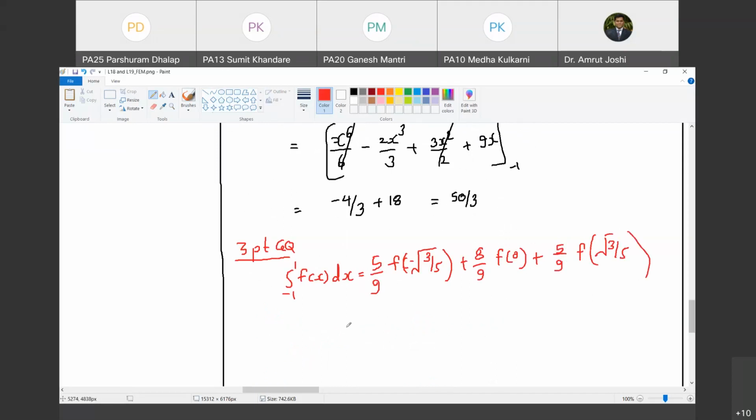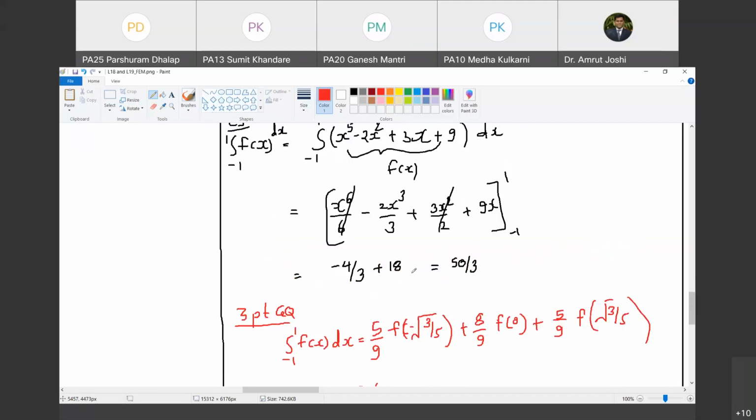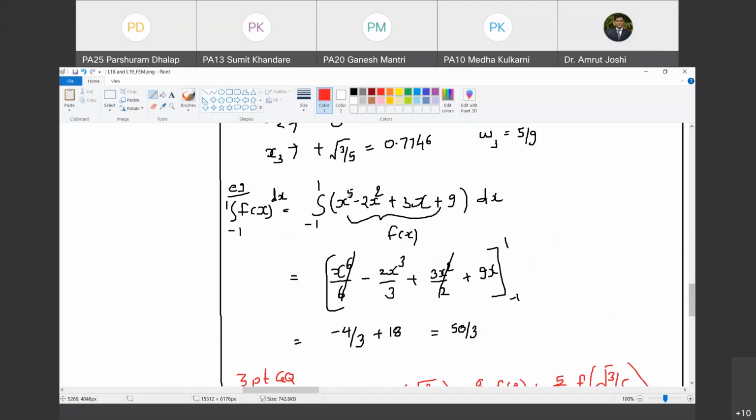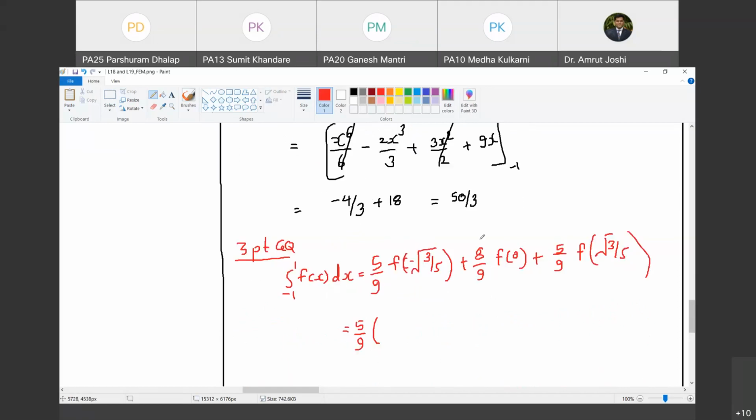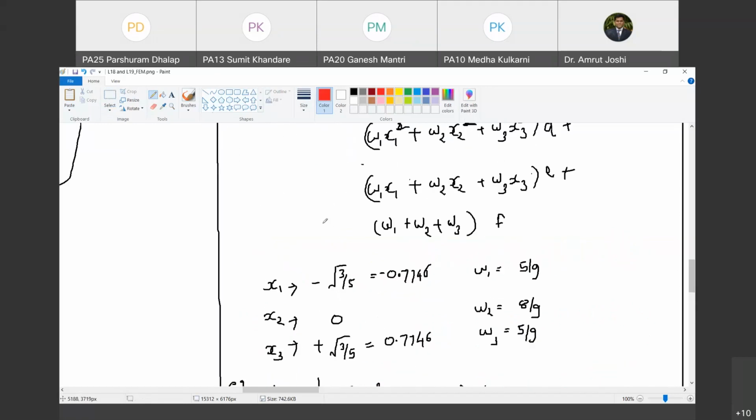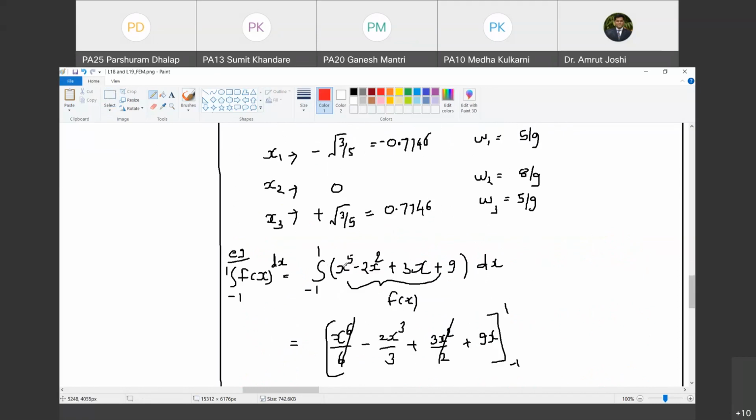So now let me substitute that. It is going to be 5 by 9 into bracket, when I substitute x equal to minus root 3 by 5 in this, what do I get? So it is better that we find out these values first. Let us find out what is f of minus root 3 by 5. Happy? Yes, sir. That will be equal to, this is x raised to 5.